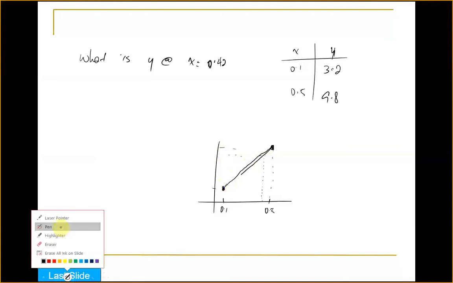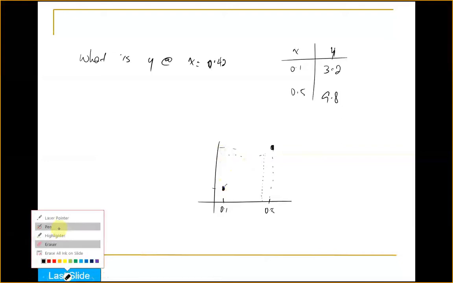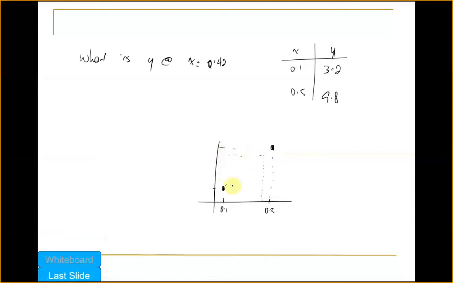Hold on. Let's try and clean that up. Do it again. So there's a sort of straight line.